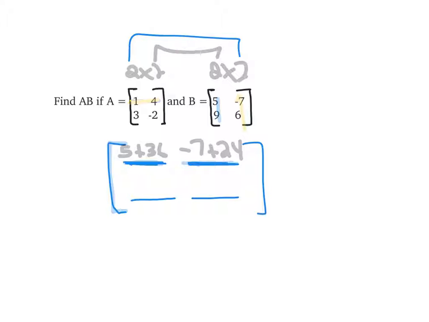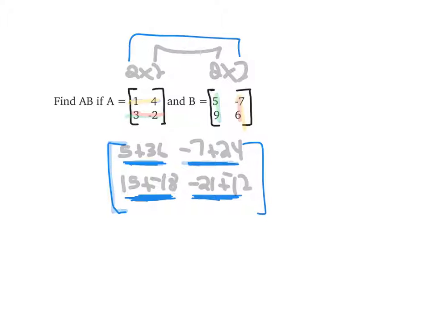Now I'm going down to second row, first column. You're going to multiply the second row times the first column. So I'm going to multiply the 3 times the 5 and the negative 2 times the 9. Add those together. And then to get my last spot here, that's the second row, second column, I'm going to multiply the second row times the second column. And when I do that, I will get 3 times -7 and -2 times 6.